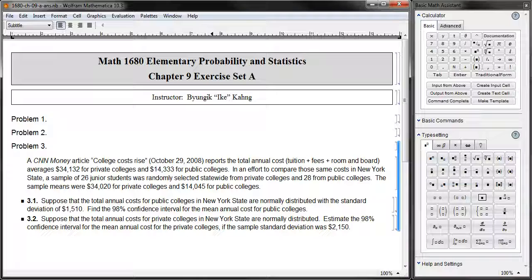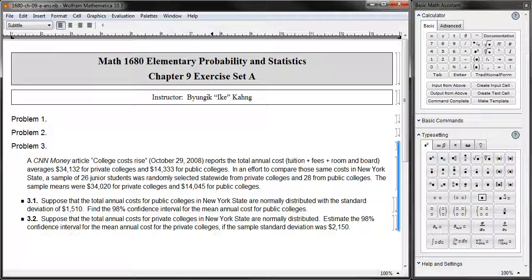In an effort to compare those same costs in the state of New York, a sample of 26 junior students was randomly selected statewide from private colleges and 28 from public colleges. The sample means were $34,020 for private colleges and $14,045 for public colleges. By the way, this very problem came from our textbook. I didn't change anything here.